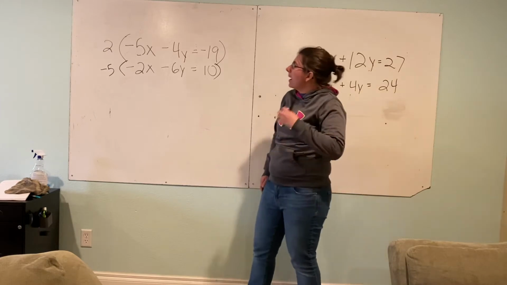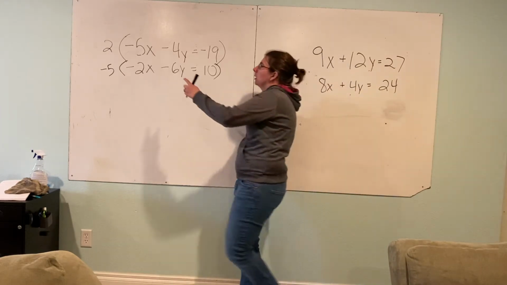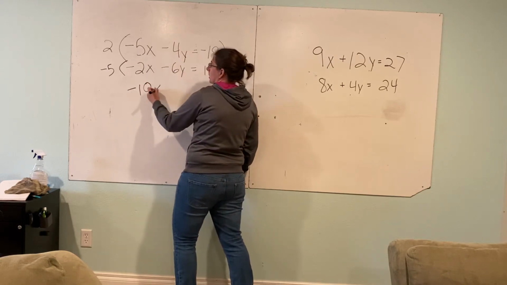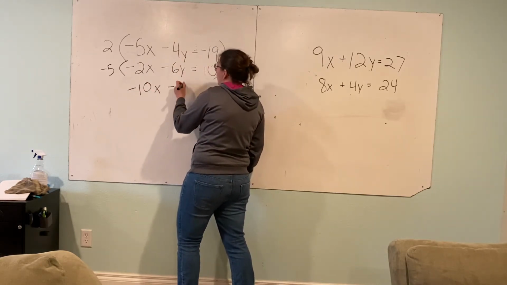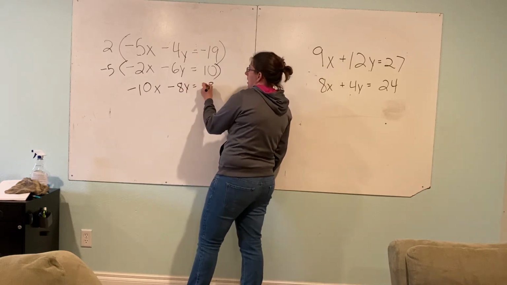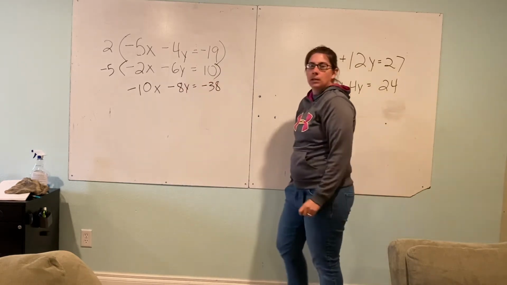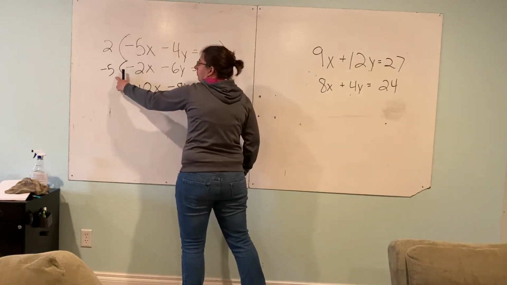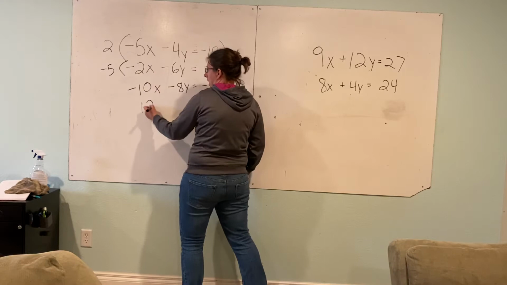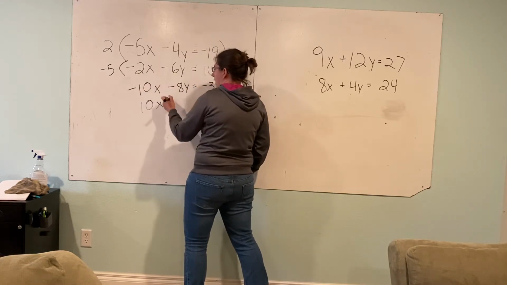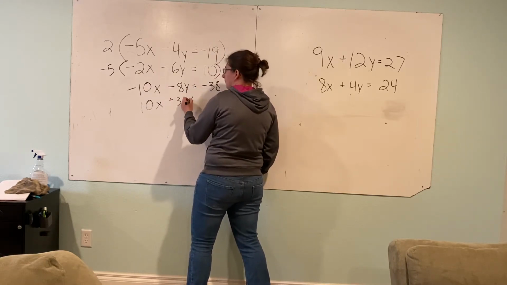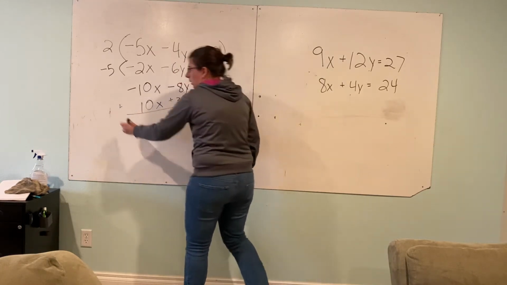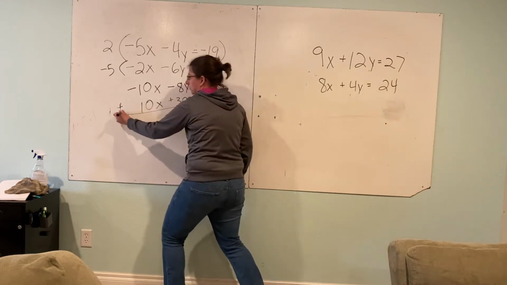Okay, so now I'm going to multiply everything in that first equation by 2. I'm going to pay attention to negative signs too. So this becomes negative 10x minus 8y equals negative 38. Okay, I'm going to multiply everything in that second equation by negative 5. So now we're going to be flipping some signs here. So this is positive 10x, positive 30y, and negative 50.